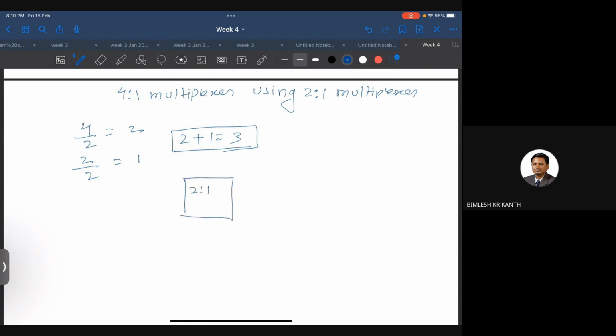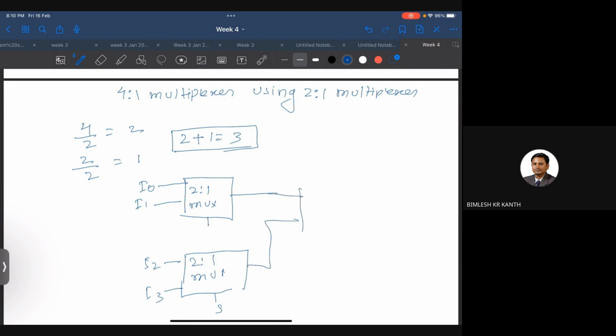This is a 2 cross 1 multiplexer, and another will be a 2 cross 1 multiplexer. This will be the select line, this will be I0, this will be I1, this will be I2, and this will be I3. Whatever the output is goes into another 2 cross 1 multiplexer, and this will be another select line.